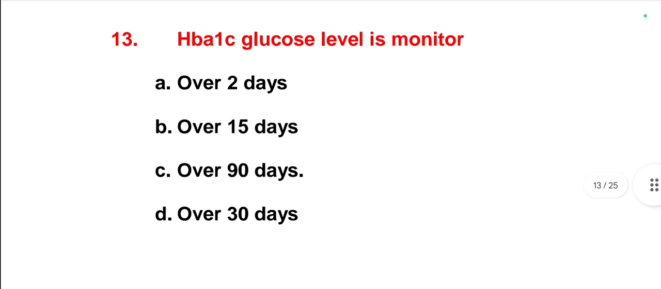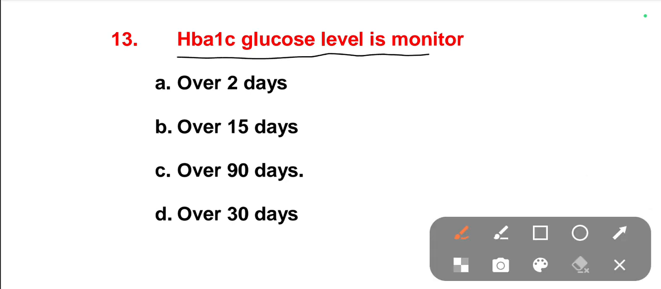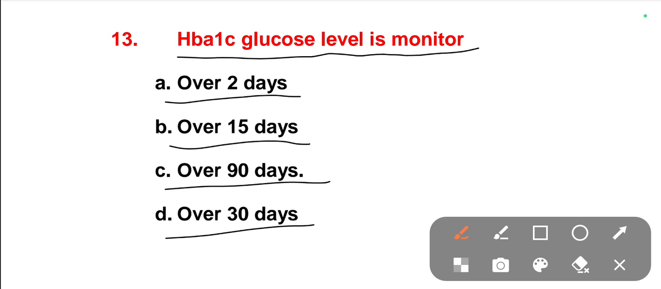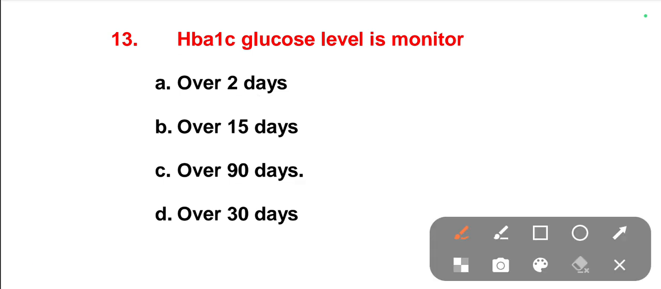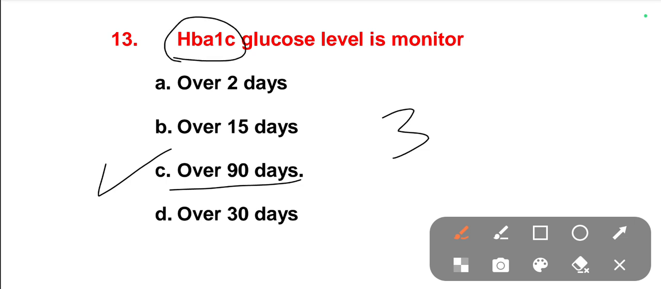The next one is HbA1c glucose level is monitored. Options are over 2 days, over 15 days, over 90 days, over 30 days. The right one is option C, over 90 days. Every 3 months, the patient who is suffering with diabetes has to undergo the HbA1c blood examination, which covers over 90 days.